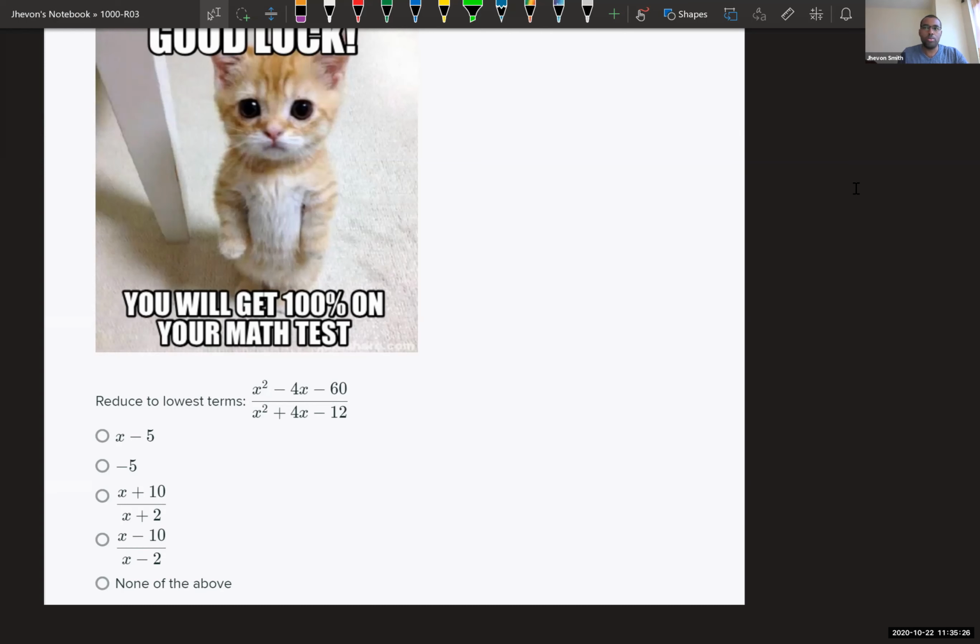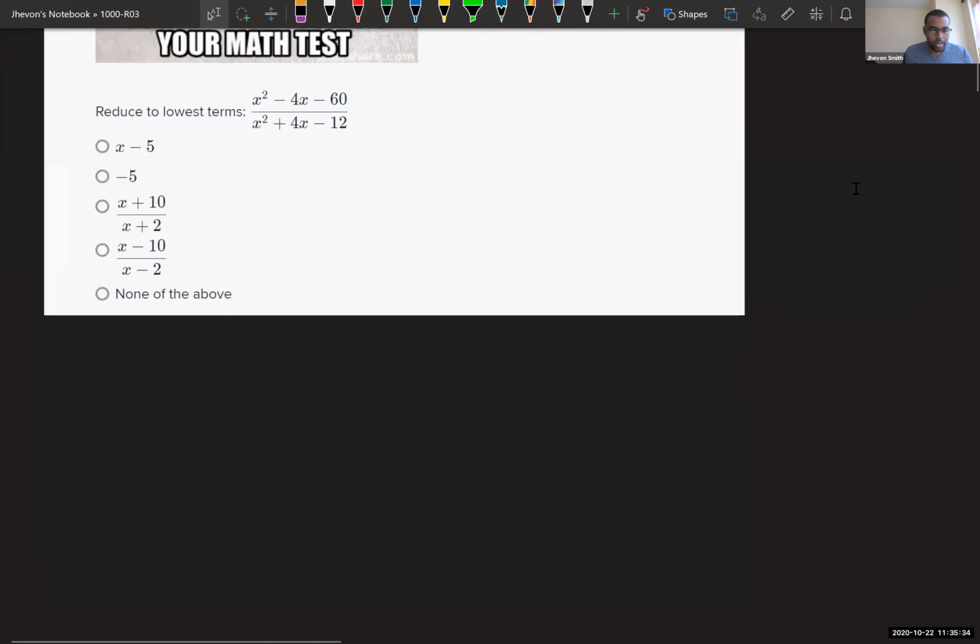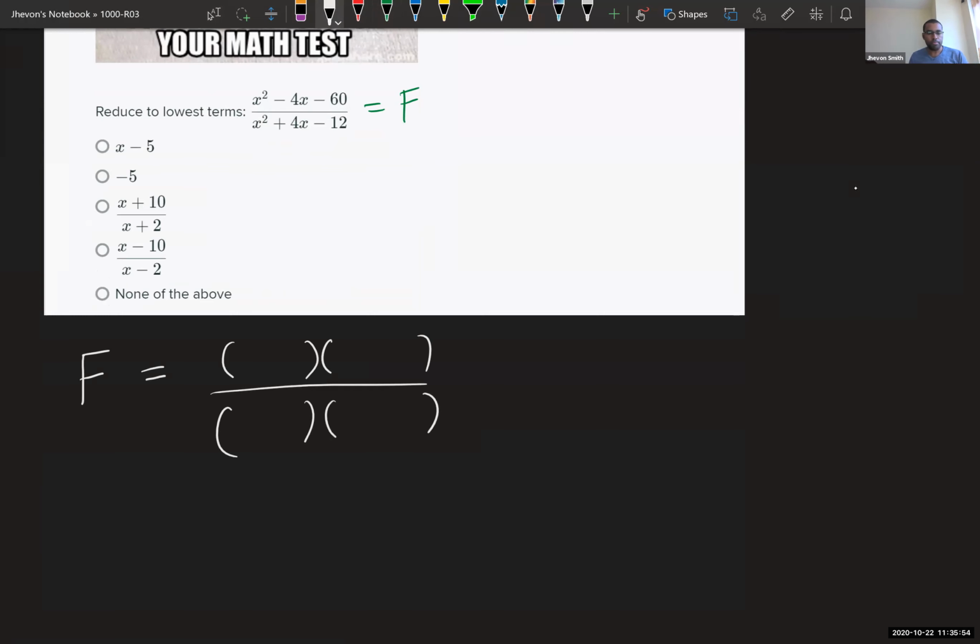Reduce to lowest terms. We spoke about what it means to simplify rational expressions. The main game in town is to factor and cancel common factors. So I would start out by calling this F. F is equal to, I would try to factor the top and factor the bottom. Of course, these are both monic. Two numbers that multiply to 60 and add to -4: I think 10 and 6 should work, make it a -10 and a +6. For the bottom, 12 and 4, maybe a 6 and a 2 can work, make it a +6 and a -2.